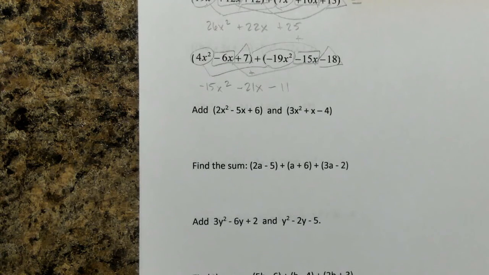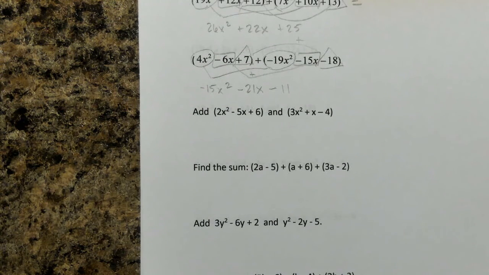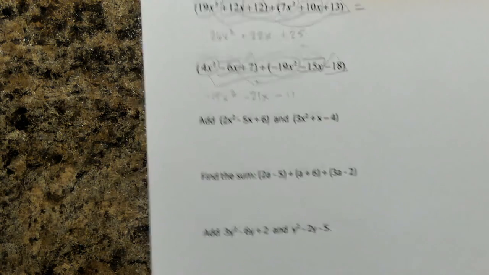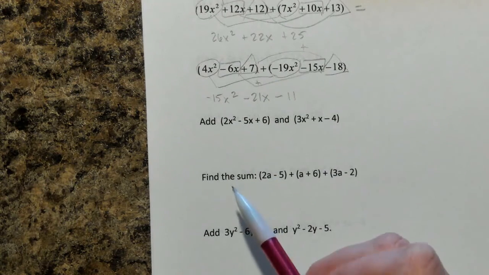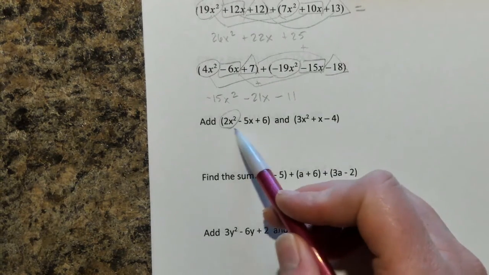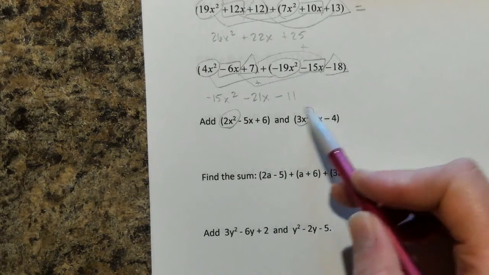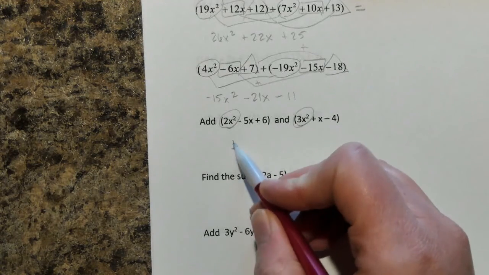All right, next we have add 2x squared minus 5x plus 6 and 3x squared plus x minus 4. So again, just left to right. And you can pause the video and try it yourself, would be a great idea. So here we have 2x squared, 3x squared. We now have 5x squared.